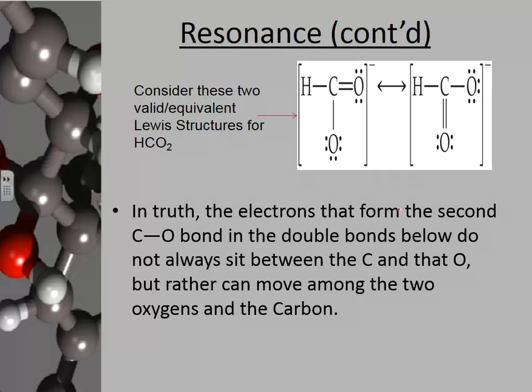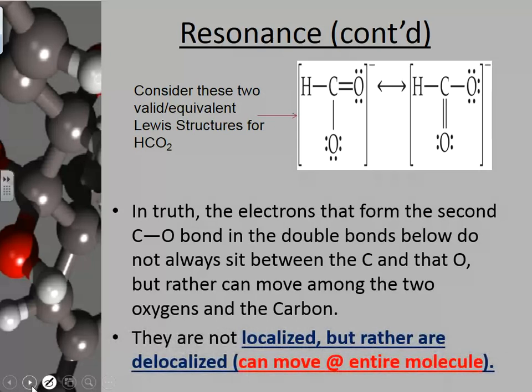Because in truth, the electrons that form the second CO bond, the double bond we see here, do not always sit between the carbon and the oxygen. It's not static like we see here. This is kind of like a picture at a moment in time, and this is a picture at another moment in time. The electron is moving. It's called delocalized. It's not localized. And the electrons move among the two oxygens and the carbon. So you kind of think of them as moving among these back and forth. It's not a true double bond. It's not a true single bond. It's sort of like a 1.5 if you want to think of it that way. It's an average of the two.